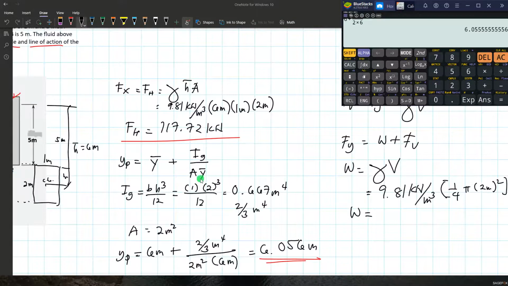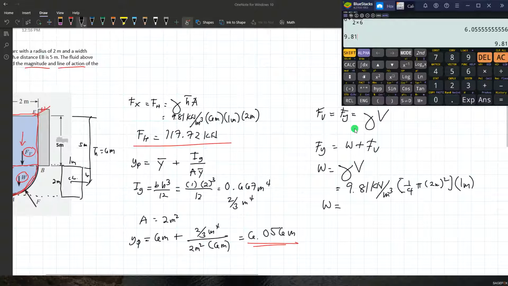So 9.81 times one-fourth, which is 0.25, times pi times 2 squared times 1. So the answer is 30.819 kilonewtons.